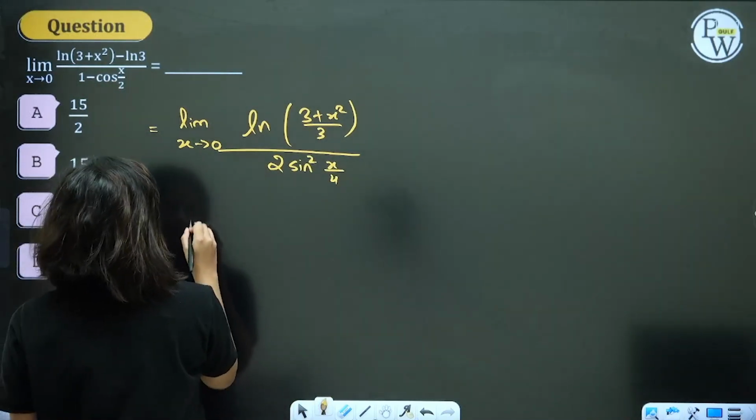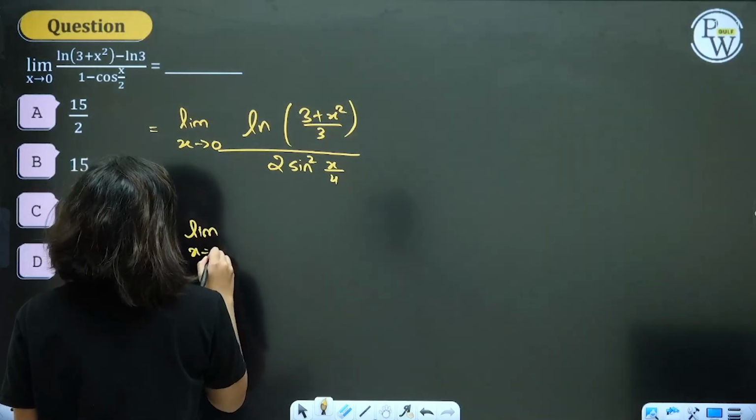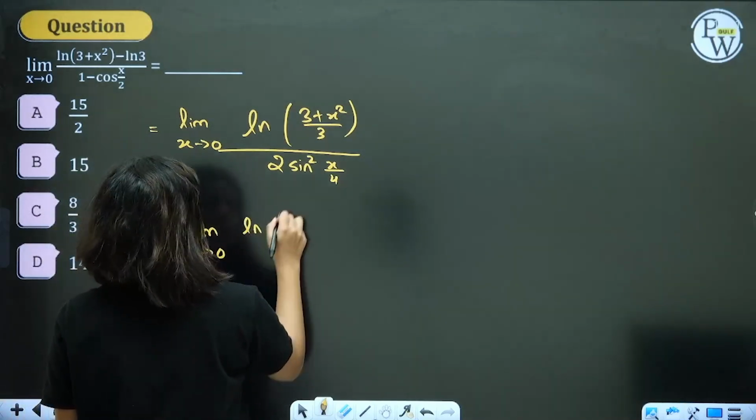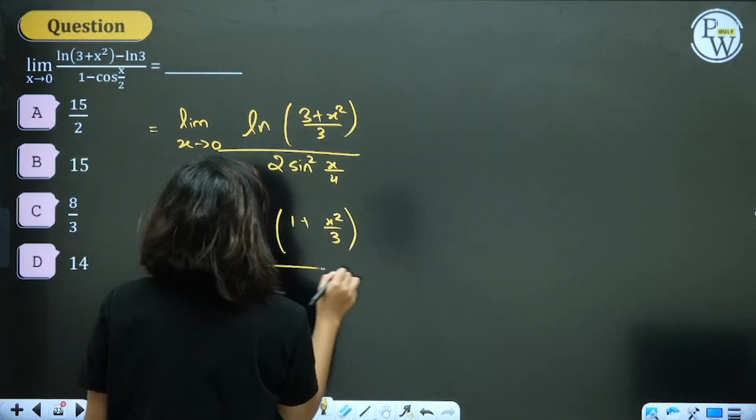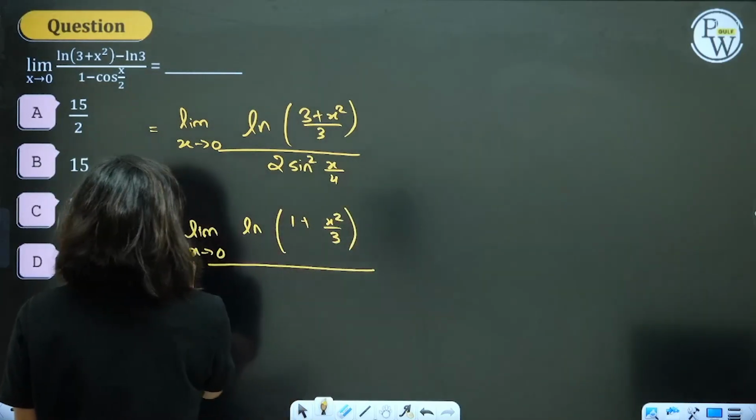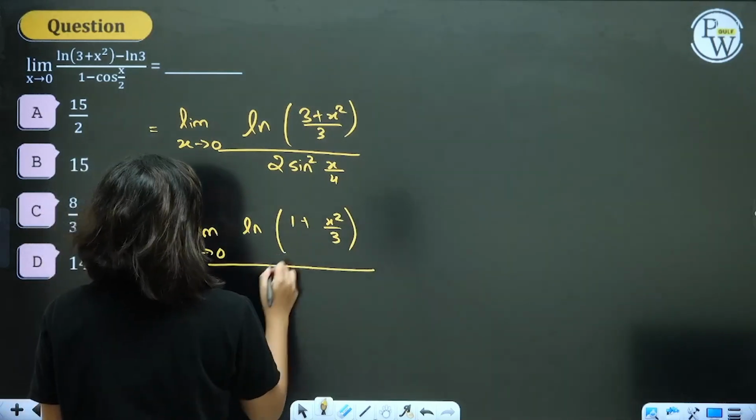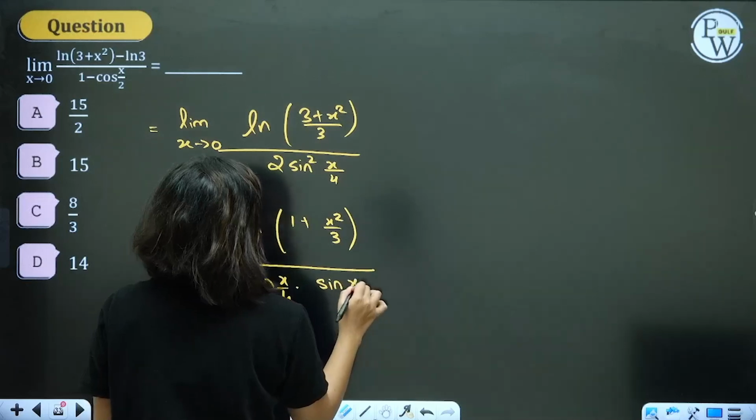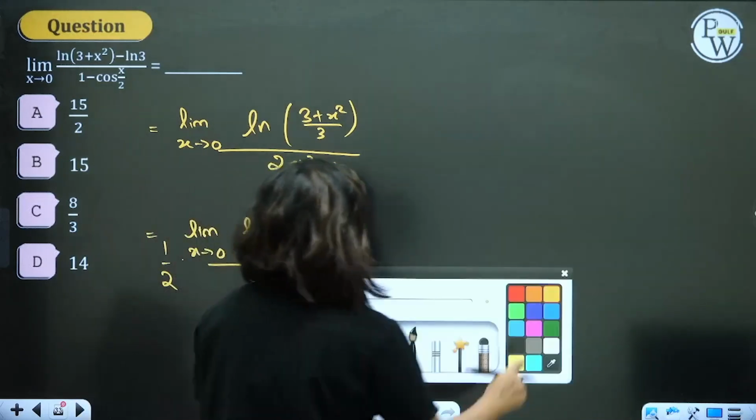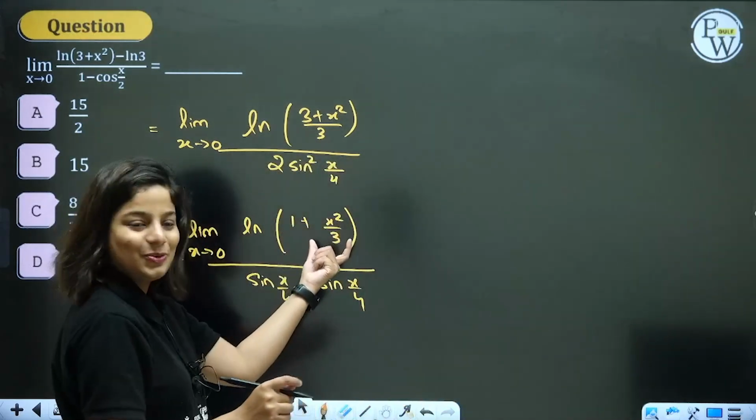Go for the adjustments in life. Life is all about adjustment. Maths is all about adjustment. 1 plus x square by 3 upon 1 by 2 outside, sin x by 4 into sin x by 4. What is missing, boss? Missing is x square by 3.